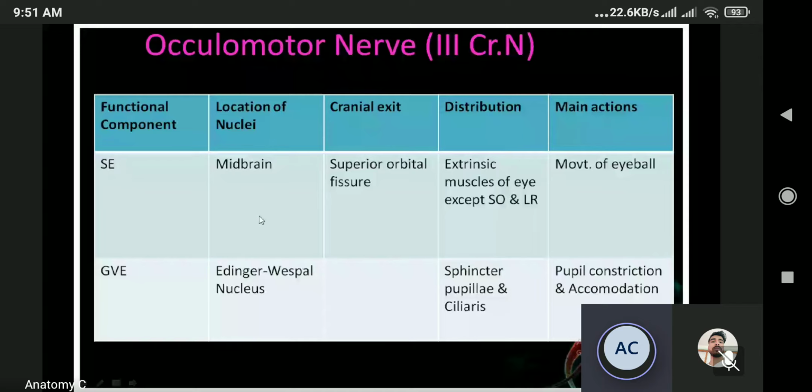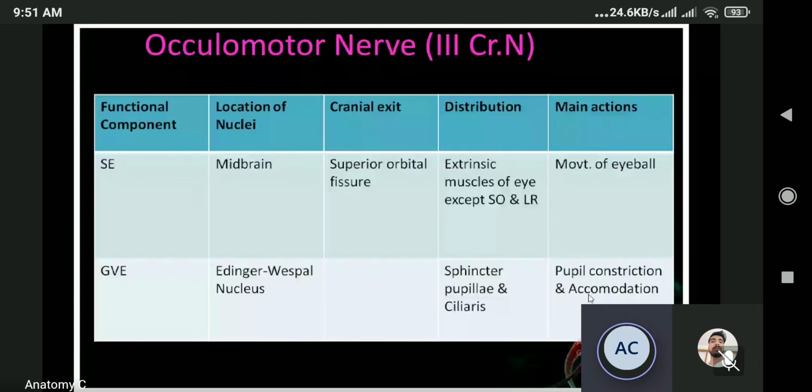How does it come out from the cranium or the skull? From the superior orbital fissure, it is going to supply the extraocular muscles except SO and LR, that is superior oblique and lateral rectus. Movement of the eyeball is the main action. Sphincter pupillae and ciliary: pupil constriction, accommodation. So this is the overall summary of the oculomotor nerve. Now, is it clear? Oculomotor nerve.